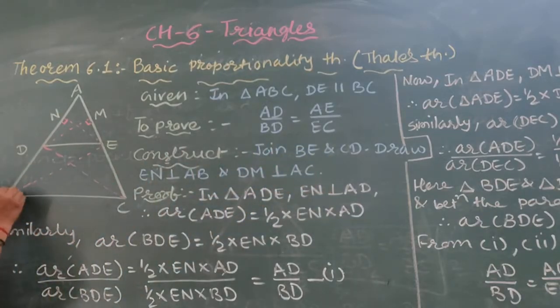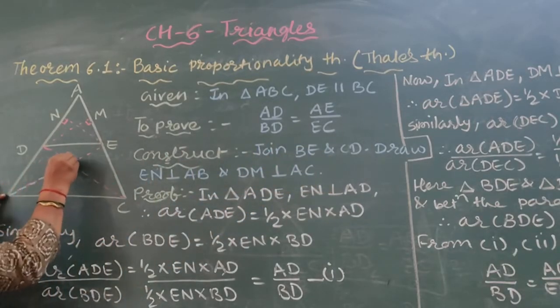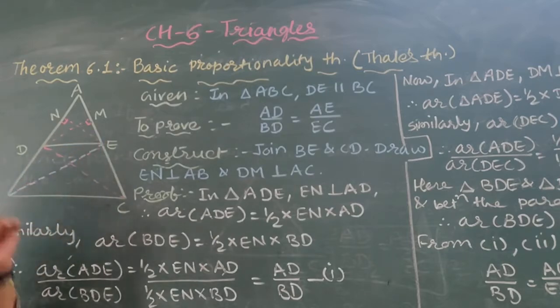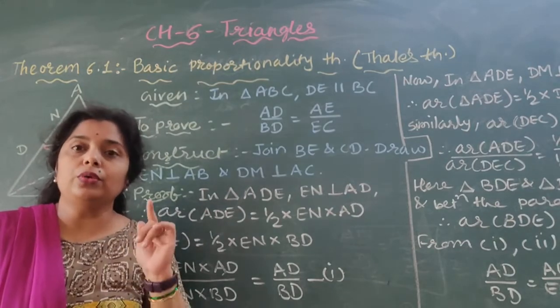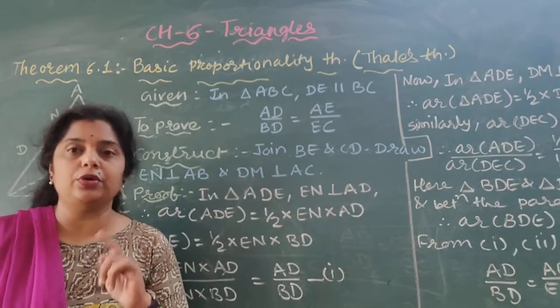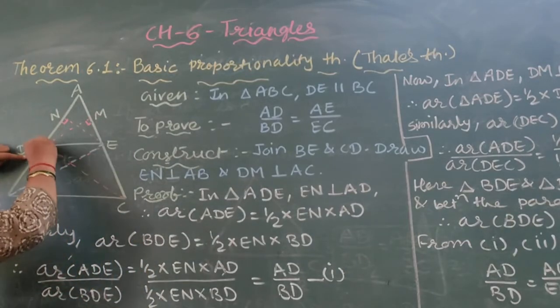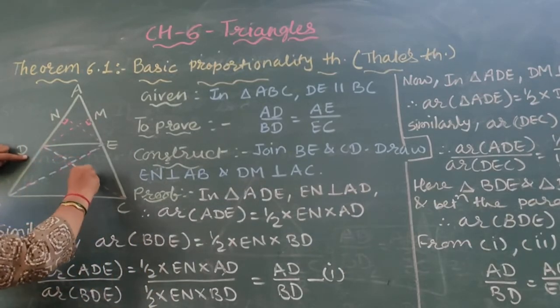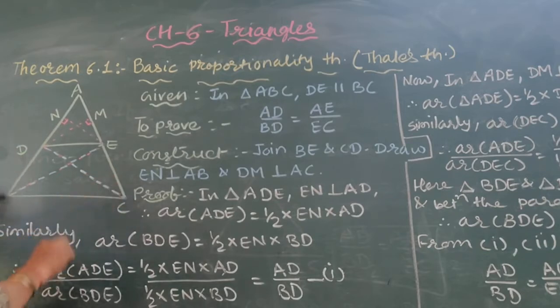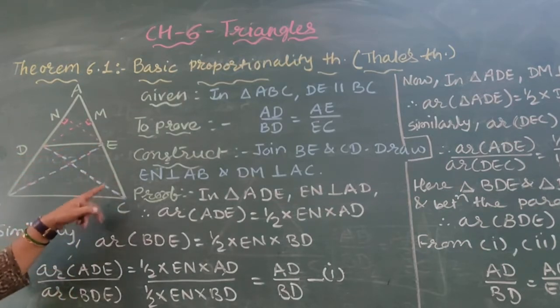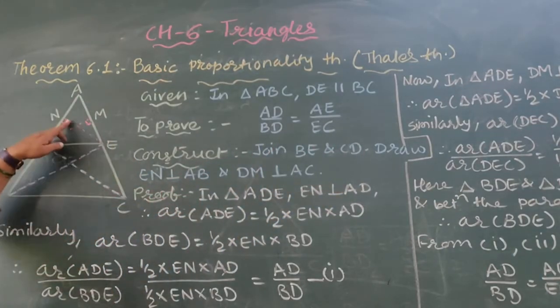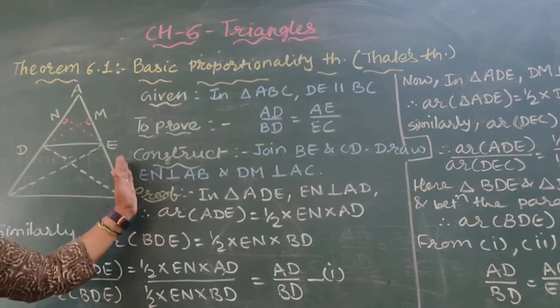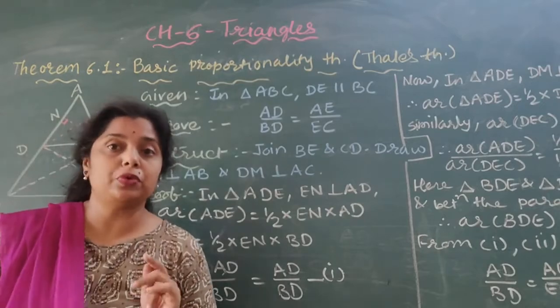So we have to join BE. Whenever you construct something for the given proof, you have to show it in dotted line. Is it clear? What you construct for the proof you have to show in dotted line like this. So here I join BE and CD. Now the second thing we have to do is draw a perpendicular EN on AB and DM on AC. So these two things we have to construct.